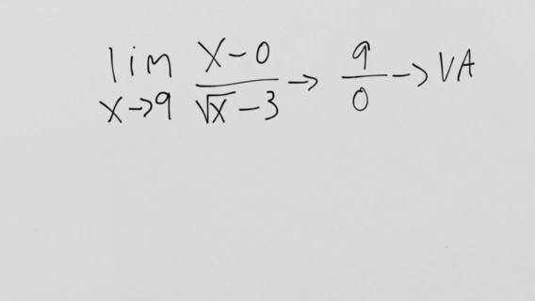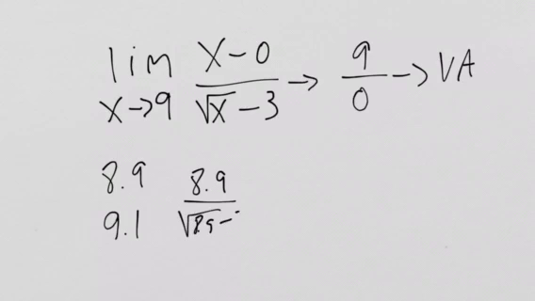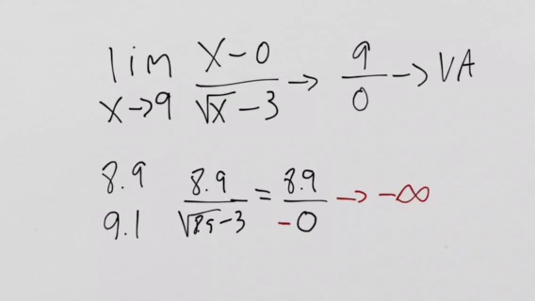So what we should do instead here is plug in 8.9 and plug in 9.1 and see what happens. If we plug in 8.9, we get 8.9 over square root 8.9 minus 3. The square root of 8.9 is going to be close to 3, but smaller than 3. So we basically have 8.9 divided by 0, but that 0 is going to be a negative number because this number is smaller than this one. When we divide by something close to 0 that is negative, that is going to go off to negative infinity.